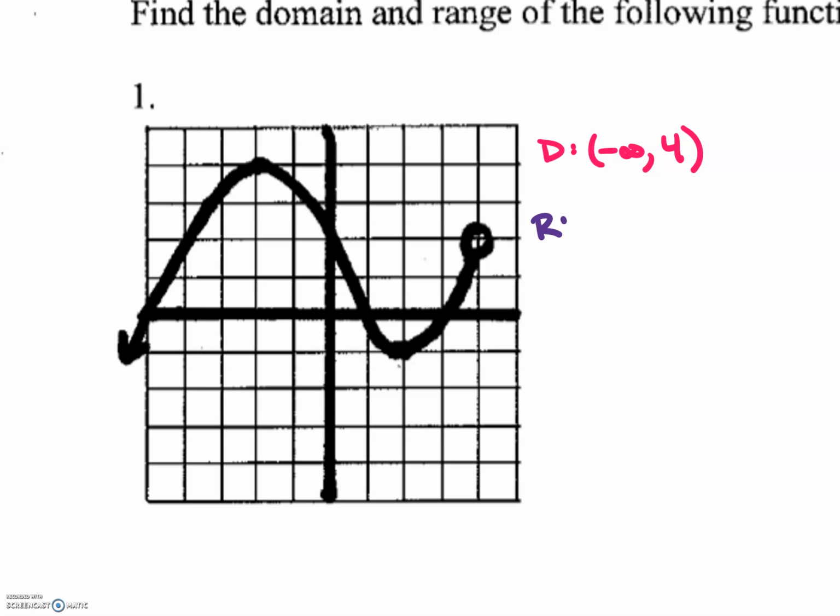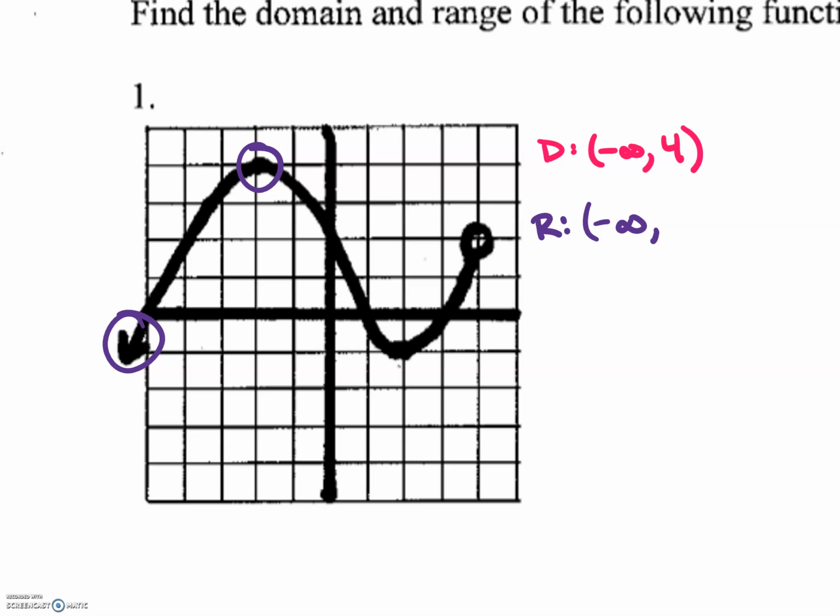Now for my range, I'm going to go lowest to highest. Now because I have this arrow, that's actually my lowest point. And this time we're going to ask ourselves, is that arrow pointing up or down? That arrow is pointing down, so it's going to be negative infinity. Now my highest point is actually in the middle of the graph, right there.